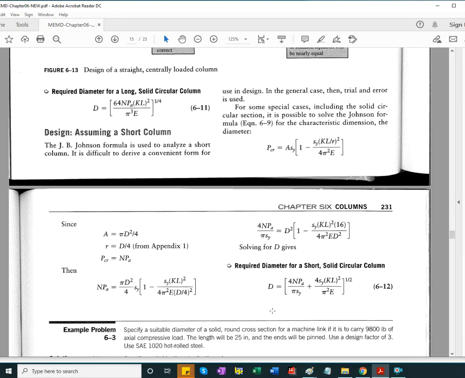Of course, you can calculate both, and not knowing whether it's Euler or Johnson's, that is elastic or plastic buckling, you're going to choose between the two the largest diameter.